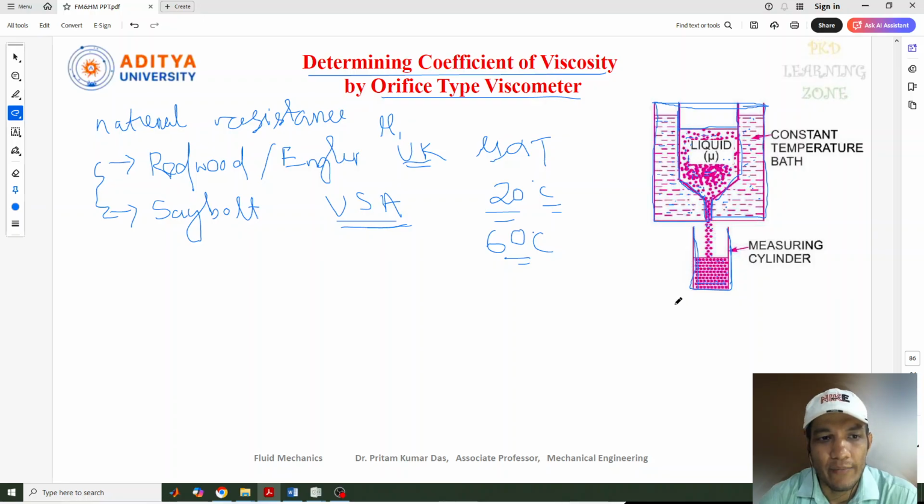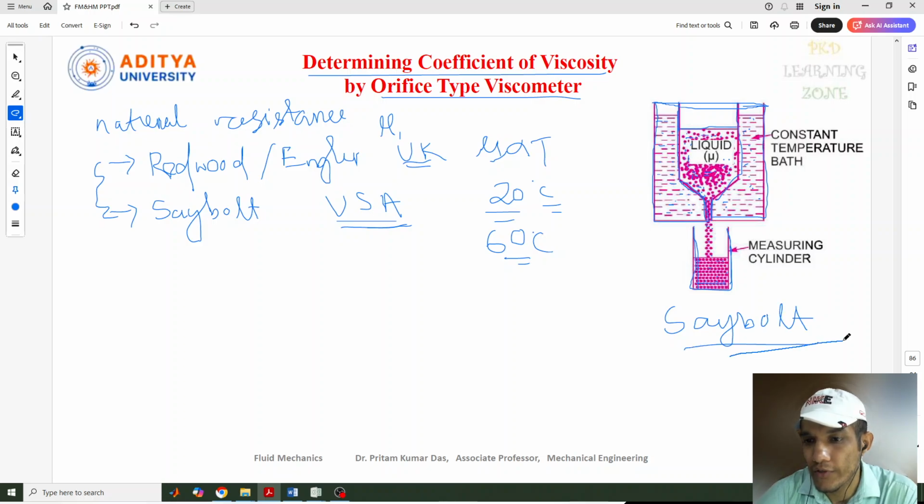Different types of viscometers have also come to the market nowadays for measuring viscosity, and we can look at the principle of this one. As I told, there is a constant temperature bath and a chamber, and the liquid comes out from this position and is measured in the measuring cylinder. This viscometer is known as the Seybold viscometer.